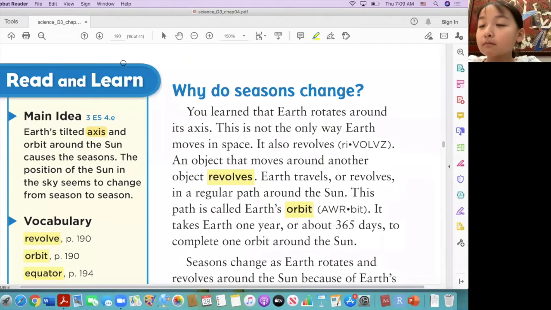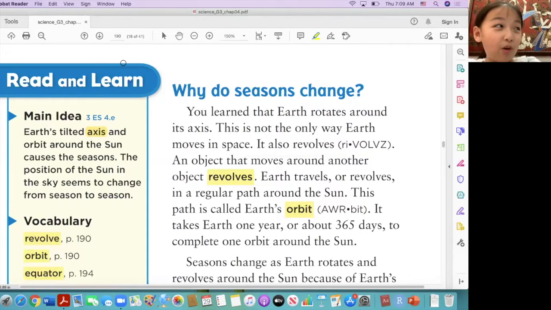So you learn that Earth rotates around its axis. This is not the only way Earth moves in space. It also revolves. An object that moves around another object revolves. Earth travels or revolves in a regular path around the sun. This path is called Earth's orbit. It takes Earth 1 year, or about 365 days, to complete one orbit around the sun.